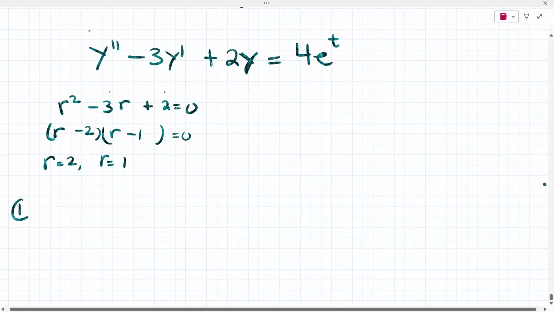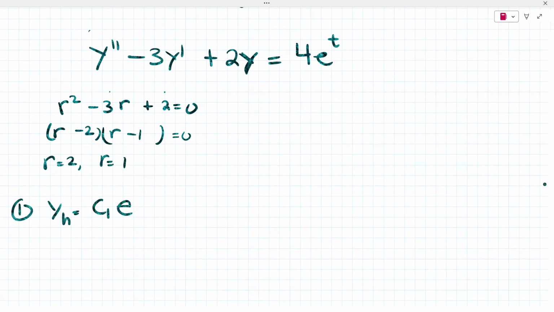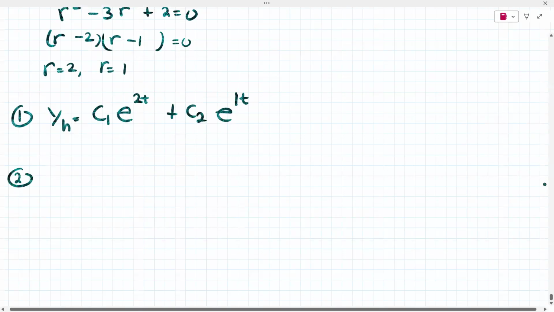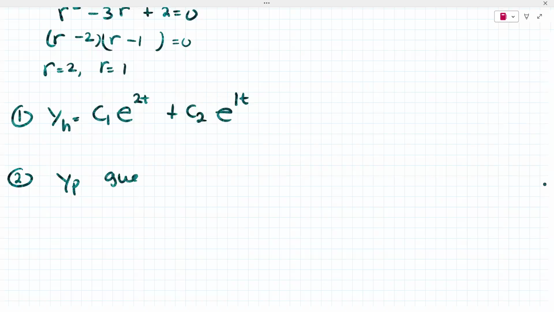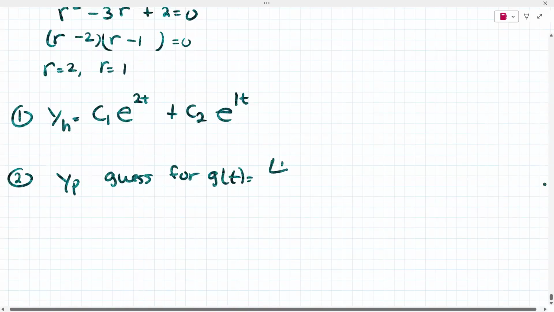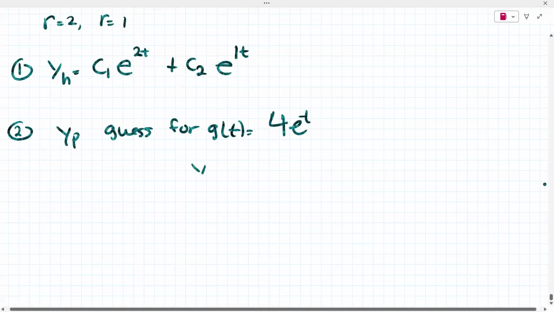So my r is going to be 2, and my r is going to be 1. So step 1, my y of h is going to be c1 e to the 2t plus c2 e to the 1t. Step 2, find your yp by taking a guess for g of t. So your g of t is 4e to the t, and that is an exponential, so your yp is going to be a e to the t.